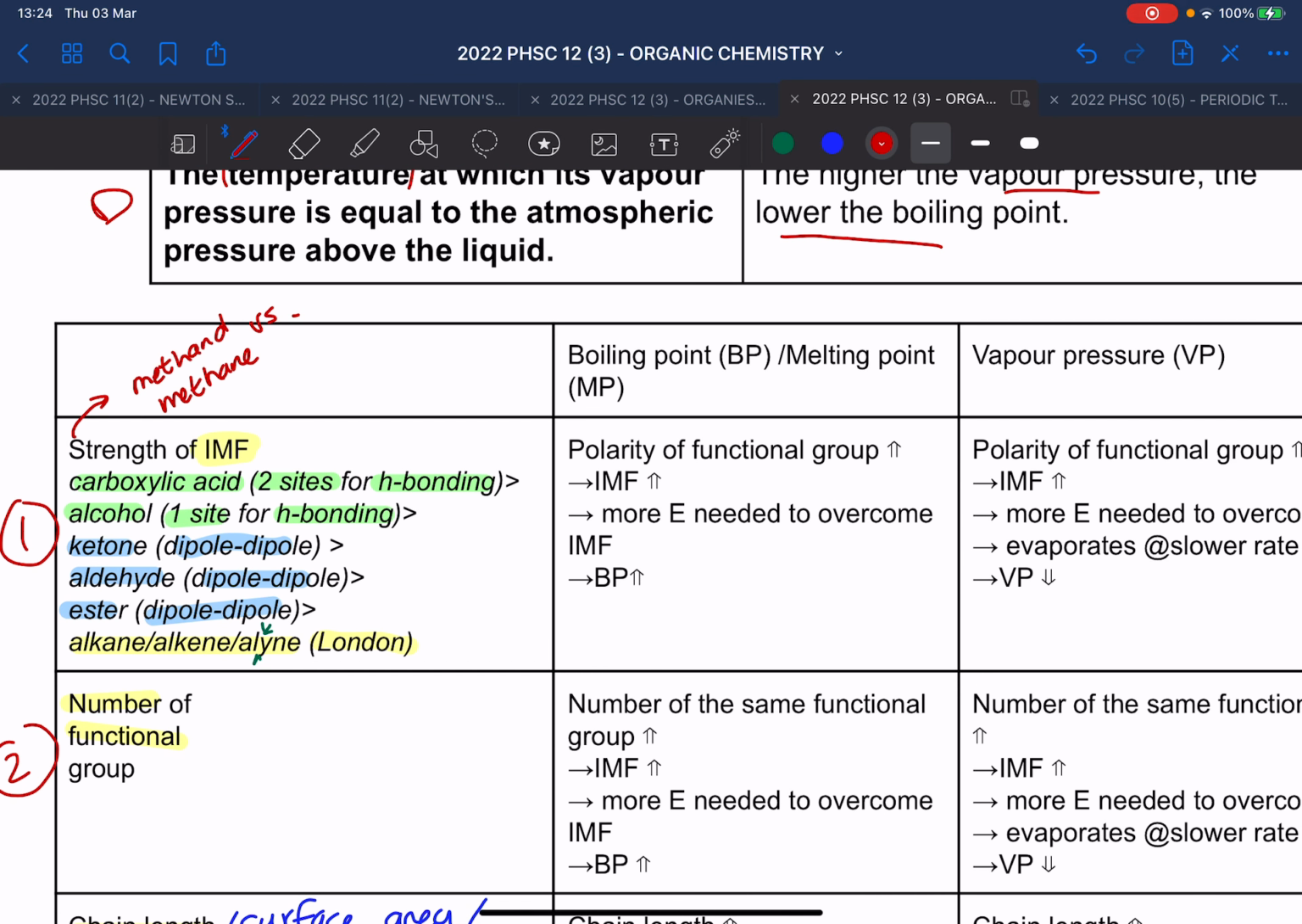The first point, you say the polarity of the functional group. What I mean there is you're going to say hydrogen bonding or London forces, whatever. They say it has strong intermolecular forces, more energy is needed to overcome the intermolecular forces, higher melting and boiling point. Okay, please don't use arrows in the exam. It's just a summary for you of how you answer this.